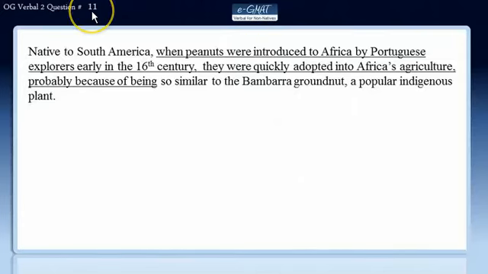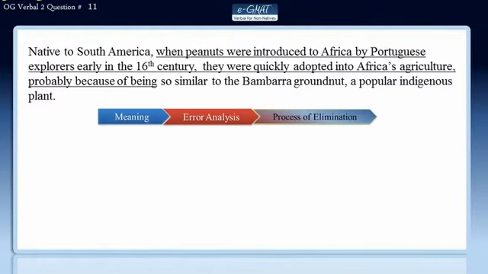We will solve question number 11 of OG Verbal Second Edition by using e-GMAT three-step process. In the first step, we will understand the meaning of the sentence. In the second, we will evaluate the errors in the sentence. And finally, we will review all the answer choices to get to the correct answer.